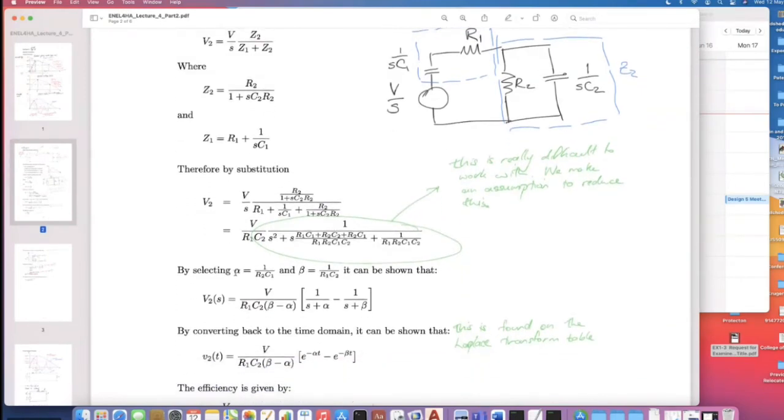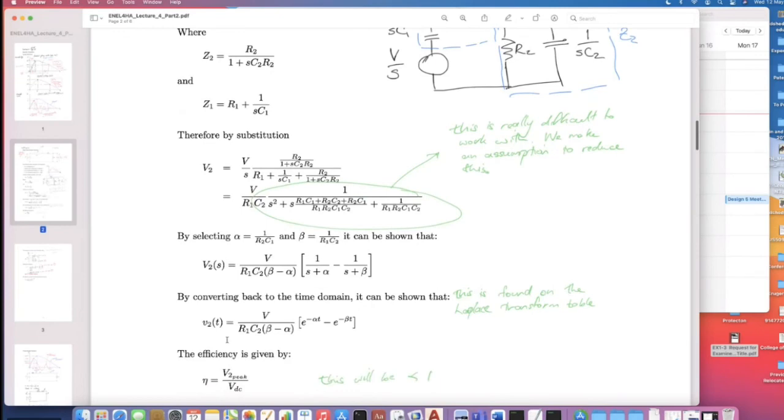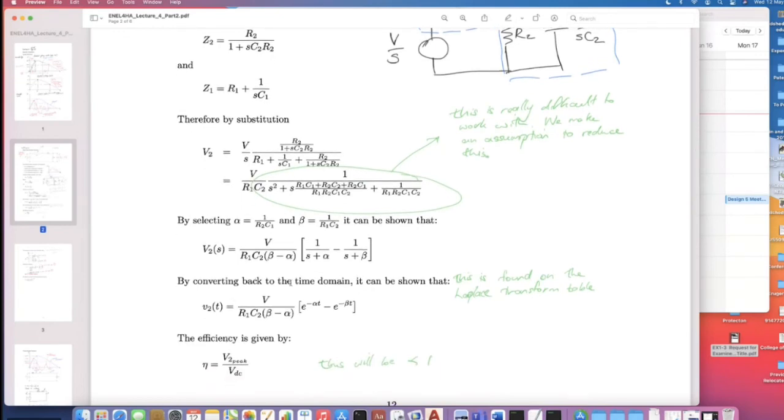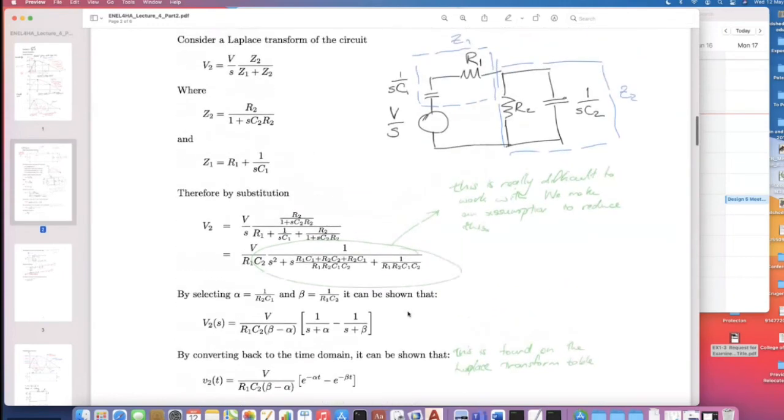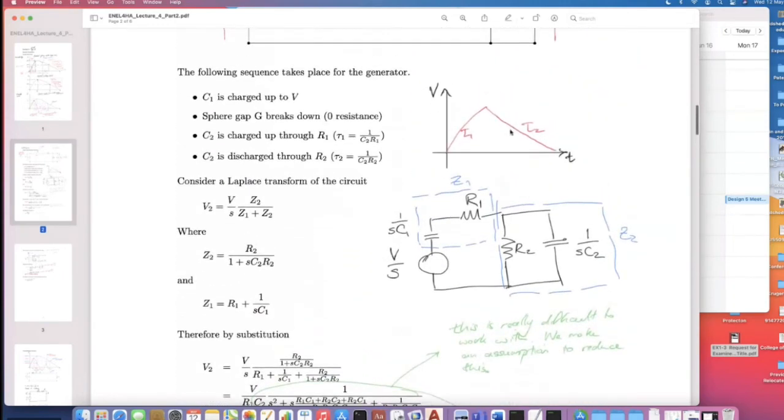Right, so we select alpha equal to 1 over R2 C1 and beta equal to 1 over R1 C2. And we can start working with something a little bit easier. When we convert back into the time domain, we can see those exponential functions. And this all kind of makes sense if you consider your definitions of your impulse over here.